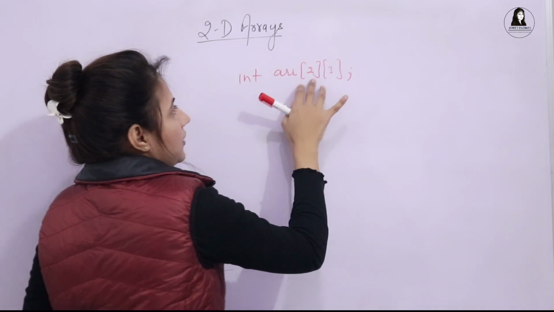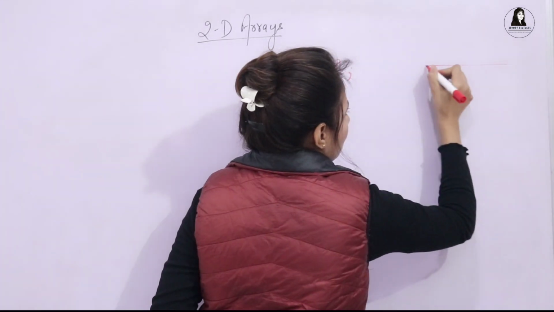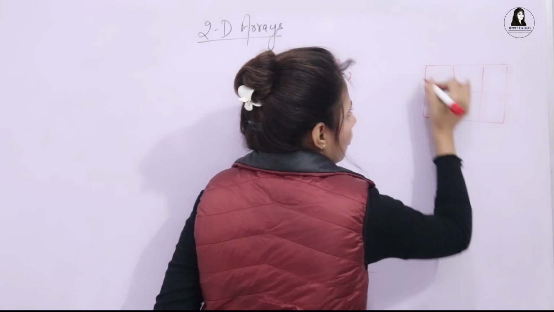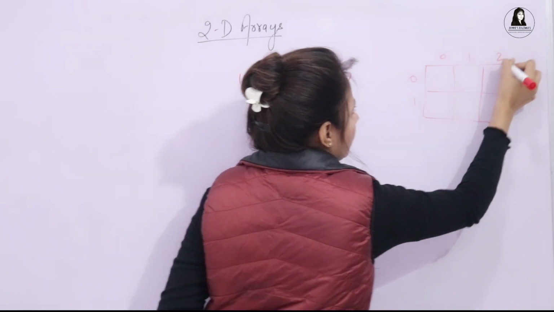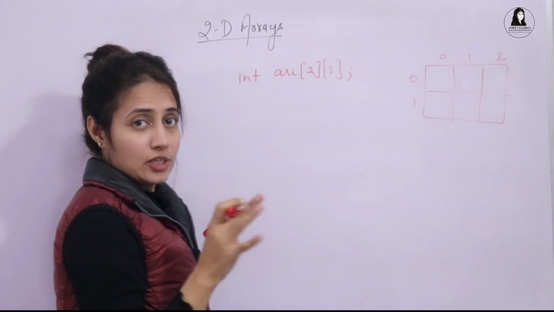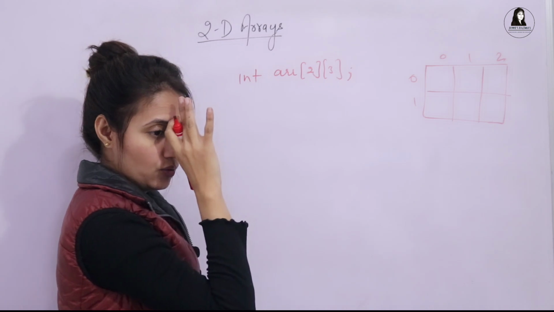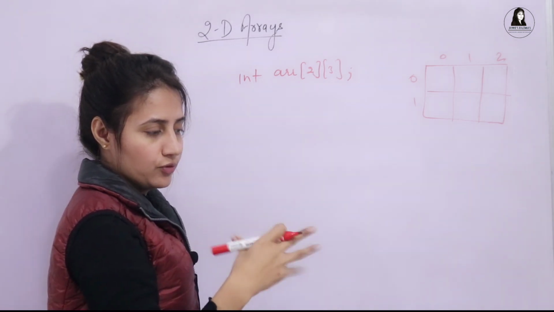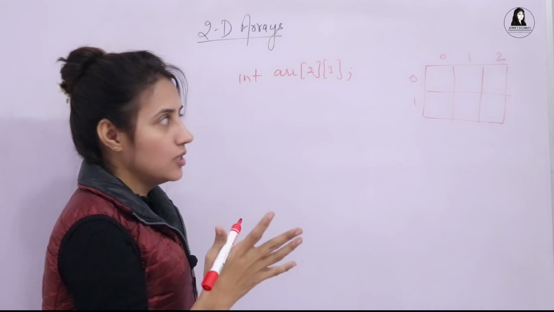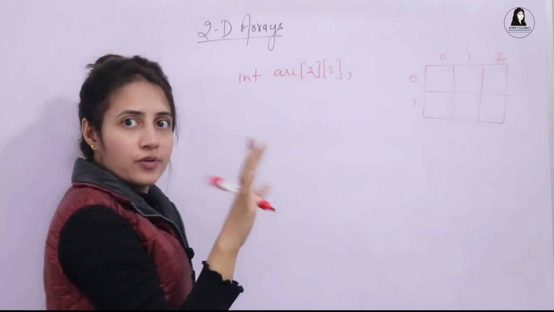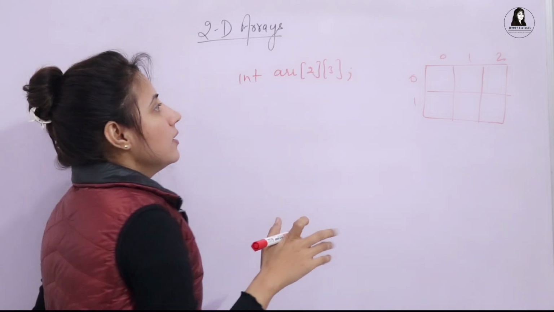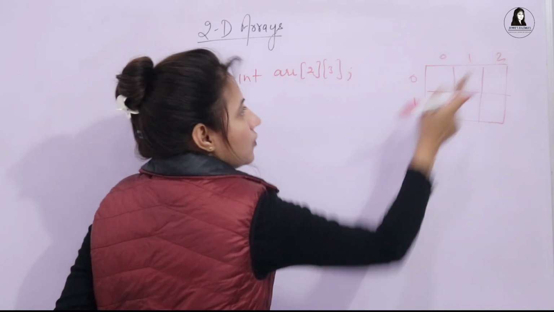So let's take a simple array. We have 2 rows and 3 columns, so we have something like this. Index would be like this. Obviously we need nested loops to initialize it, to take values from the user. We use 2 loops. We require nested loops because there are 2 dimensions. If there are 3 dimensions, we will need 3 loops, right? One loop is for rows, one loop is for columns.